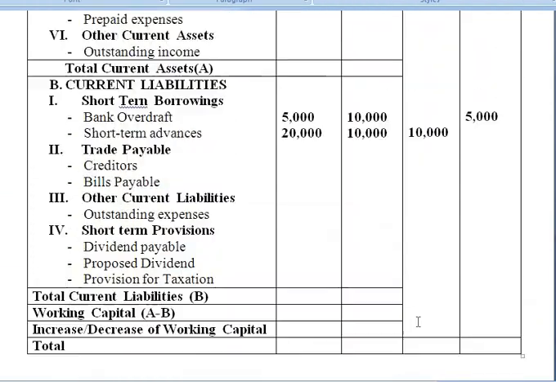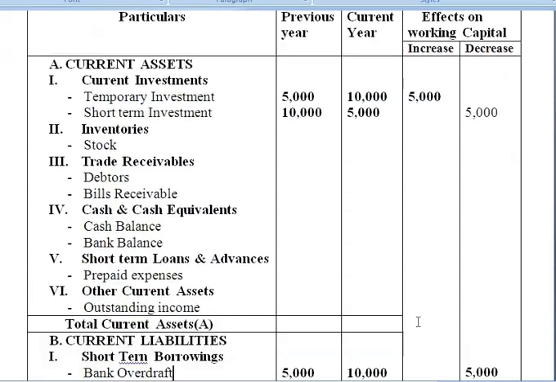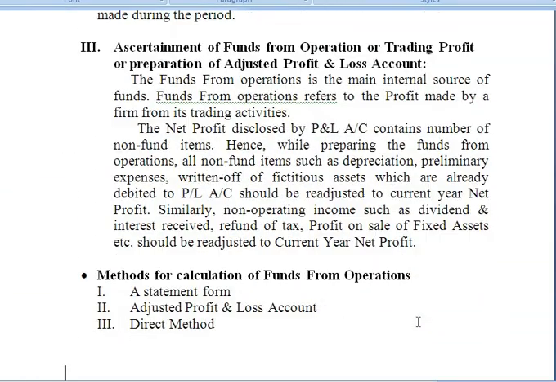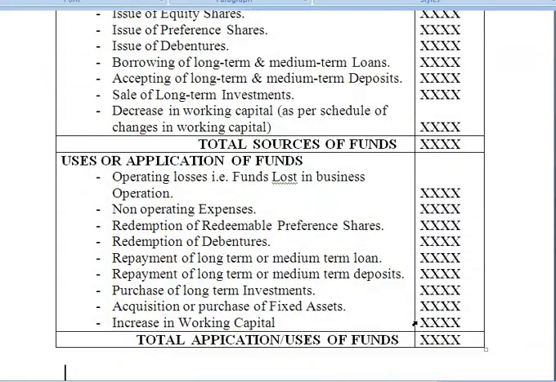First one is the schedule of changes in working capital. Okay, after that, funds from operation, this first format in statement form. Okay, and next one is the funds flow statement. Okay, so in the next class we will revise all the rules. We will be discussing all the rules relating to the preparation of funds flow statement, and we'll start the problems on funds flow statement. Okay, thank you.